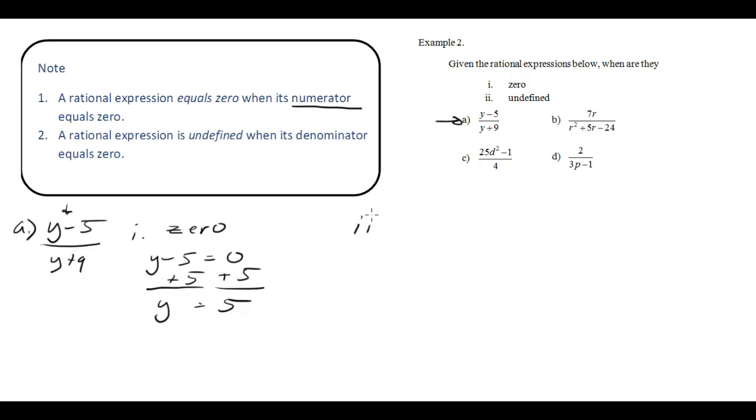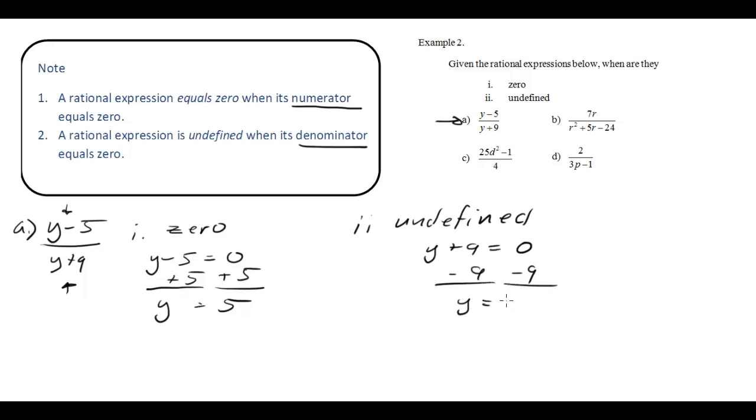So second problem, when is it undefined? It is undefined when the denominator is 0. All right, so we set the denominator, the bottom number, y plus 9 equals 0. So what does y got to be? Subtract 9 from both sides to find out, and y equals minus 9. Pretty straightforward. All right, let's do B.